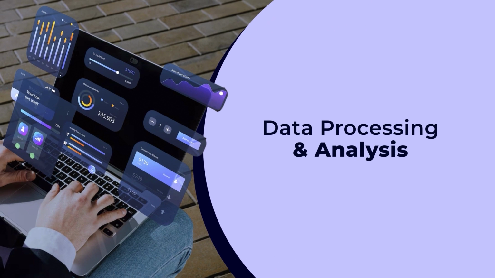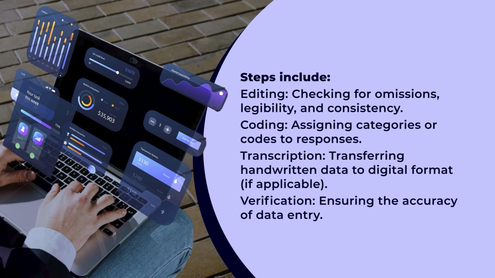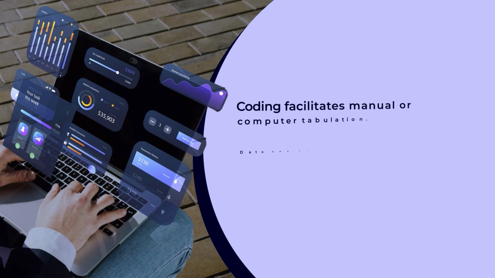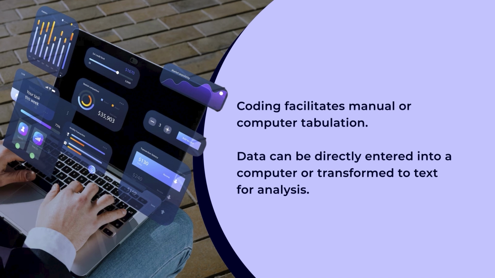Data processing begins with the editing, coding, transcription and verification of data. Editing involves inspecting the data collection forms for omission, legibility and consistency, and if necessary, correcting them. Prior to tabulation, responses need to be categorized into meaningful categories through coding. Coding means assigning categories or codes to the responses. Codes are the procedures for classifying, recording and transferring data to data storage media. Each response to each question in the questionnaire is represented by a code, which can be either a number or a letter. The coding process facilitates manual or computer tabulation.